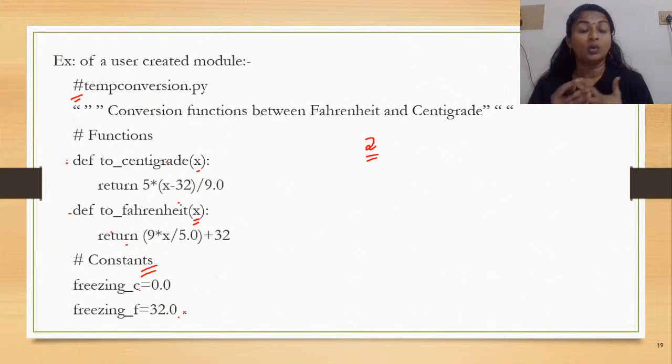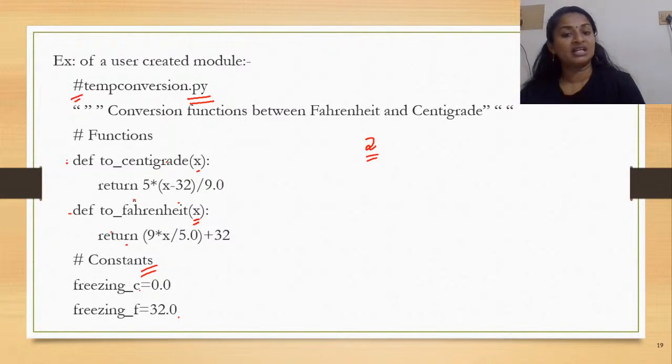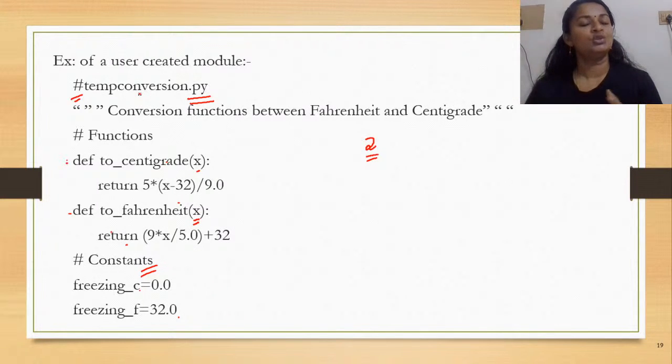Is the idea clear? We do not have a main program, but we have written this and saved it by the name temp conversion with the extension .py. So definitely this is going to be a Python file, right? Now, whenever you have to use these two user-defined functions, you have already given a name for the module. What is the name? Temp conversion, right? So you just need to import this module in the program wherever you want to use it.